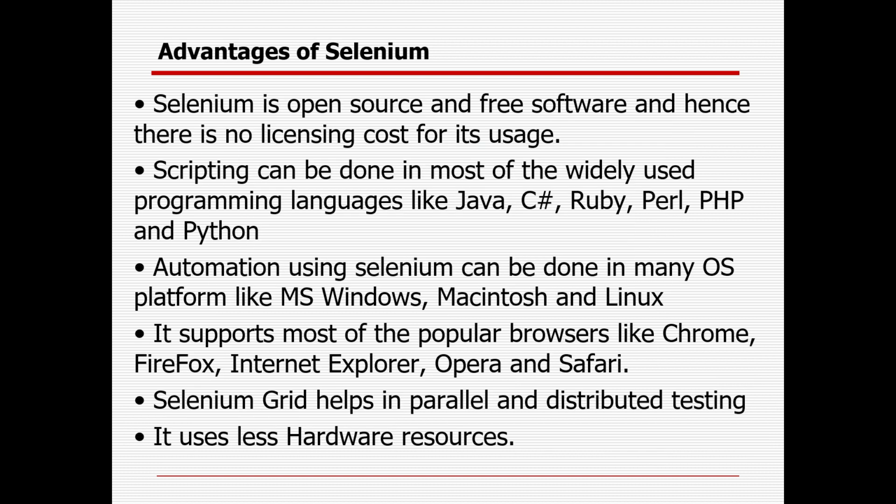Advantages of Selenium. Why is Selenium still dominating the market? Nowadays, if I talk about competitors, especially for GUI related and functional testing, Tosca and UFT are there. Many tools have also come, but still Selenium is really dominating the market. Because it is open source and free software, there is no licensing cost. It supports multiple operating systems: Mac, Linux, Windows. It supports a lot of programming languages: Java, C#, Perl, Ruby, PHP, Python, JavaScript as well. It supports different browsers like Opera, Safari, Firefox, Chrome, it uses very little hardware, and Selenium Grid supports parallel and distributed testing.